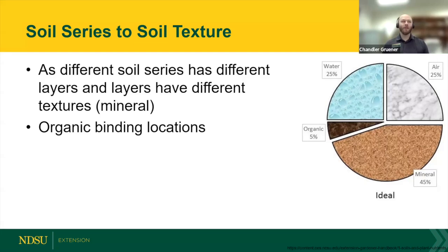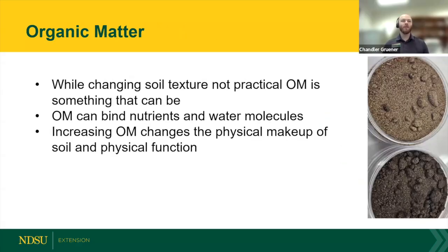air making 25%. And in this balance here, organic matter is a binding location for nutrients. One of the important things that you can actually practically change in your field: the texture that you have is pretty consistent, it's defined by parent material or brought-in soil, and so it's not something you can really change. But organic matter is something you can influence as a producer.